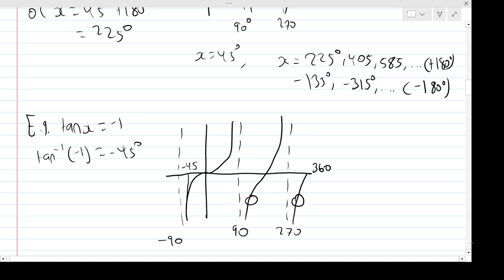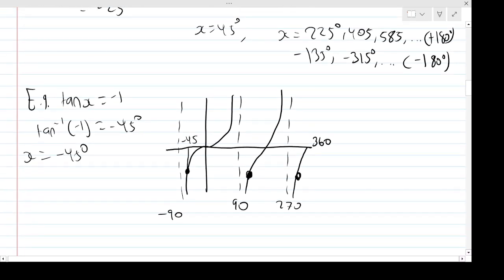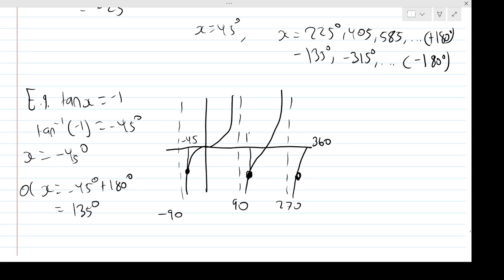How are we going to find those? Well, once we found the first solution, which is minus 45, hopefully you notice that the point at minus 45, this point here, and that point there, they're all on the same point of the curve. So you just need to add 180 on, because that's when it repeats. The tan graph repeats every 180. So x is going to be minus 45, add 180, which would get me 135 degrees, and that corresponds to that point there.